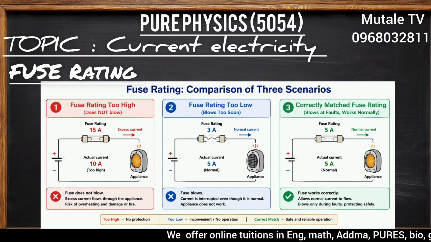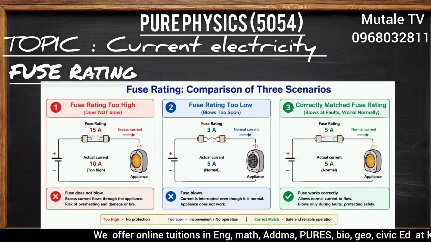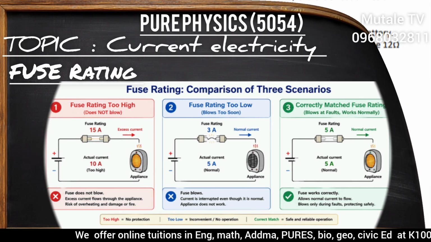As a rule, the fuse rating chosen should be just slightly larger than the working current the appliance normally draws under regular use. And that brings us to the end of the current electricity.